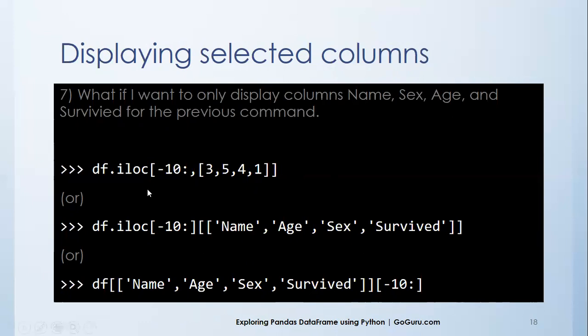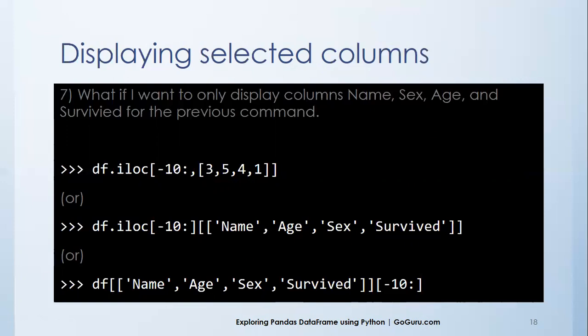For that, you have some commands with df.iloc. Starting with the same command as for the last 10 rows, only display me the columns that are in the 3rd, 5th, 4th, and 1st positions. Now mind that the column number position starts at 0. So when I say 3, it is actually the 4th column.